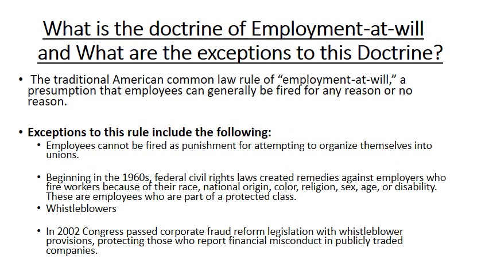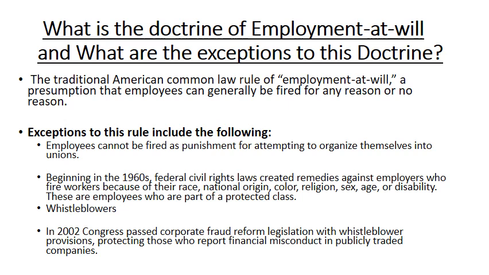What is the doctrine of employment at will, and what are the exceptions to this doctrine? The traditional American common law rule of employment at will is a presumption that employees can generally be fired for any reason or no reason. Exceptions to this rule would include employees cannot be fired as punishment for attempting to organize themselves into unions.